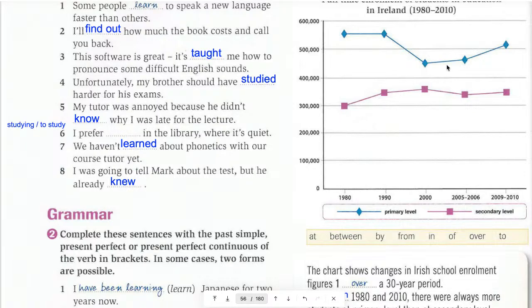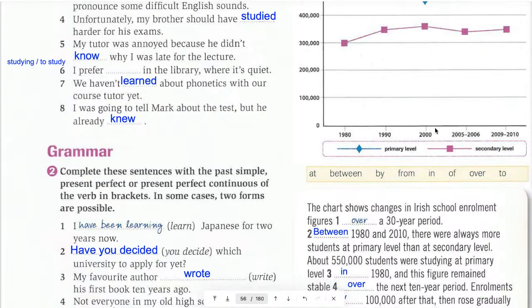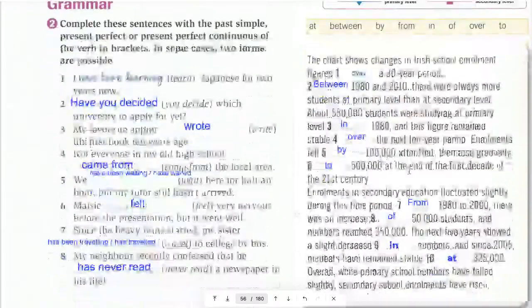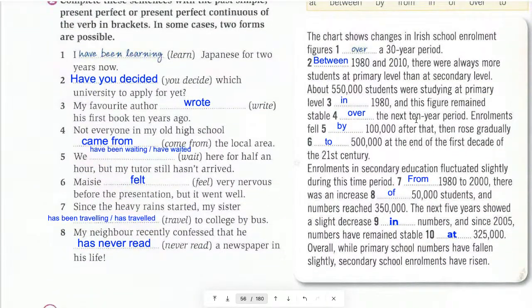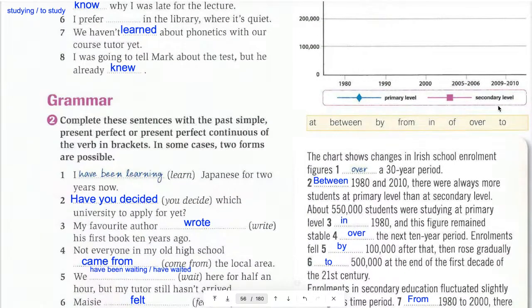And then for the second paragraph of the body, what should we do? Yes, we need to describe the secondary level, that is the pink line here. But this time, you have to make some comparison where possible or where relevant. You do not just describe the secondary level, but you have to think of some way to compare those two lines with each other. You understand?